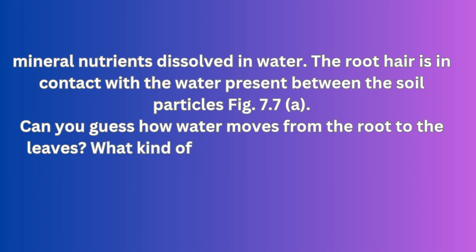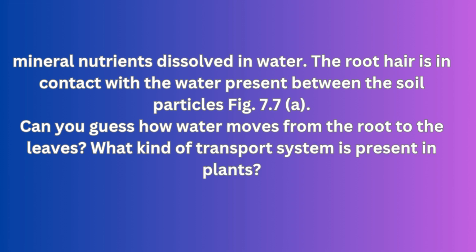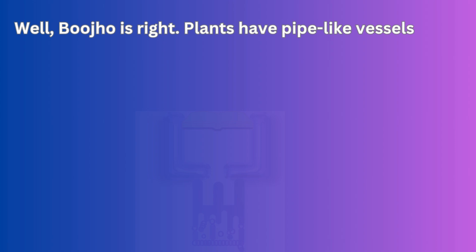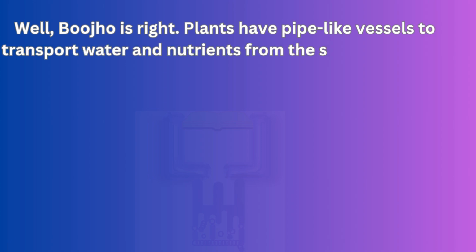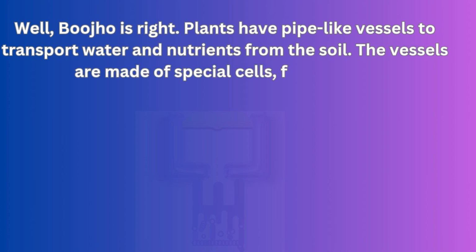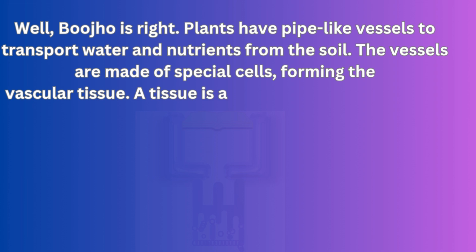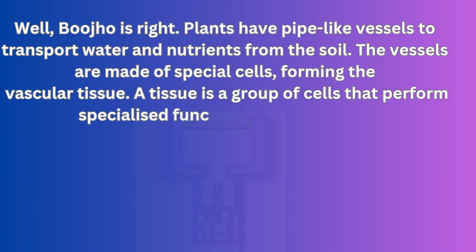Can you guess how water moves from the root to the leaves? What kind of transport system is present in plants? Well, you are right. Plants have pipe-like vessels to transport water and nutrients from the soil. The vessels are made of special cells, forming the vascular tissue.